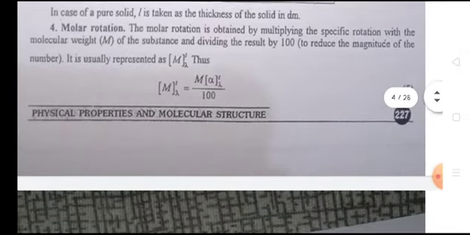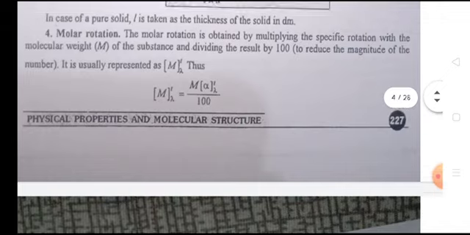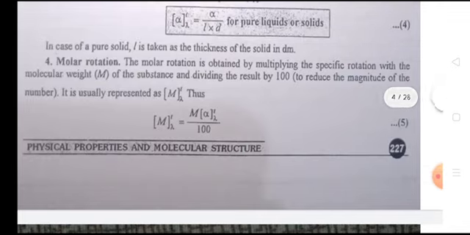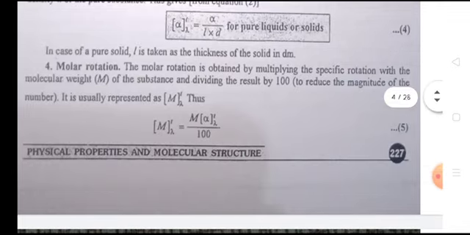Fourth, molar rotation. The molar rotation is obtained by multiplying the specific rotation by the molecular weight of the substance and dividing the result by 100.